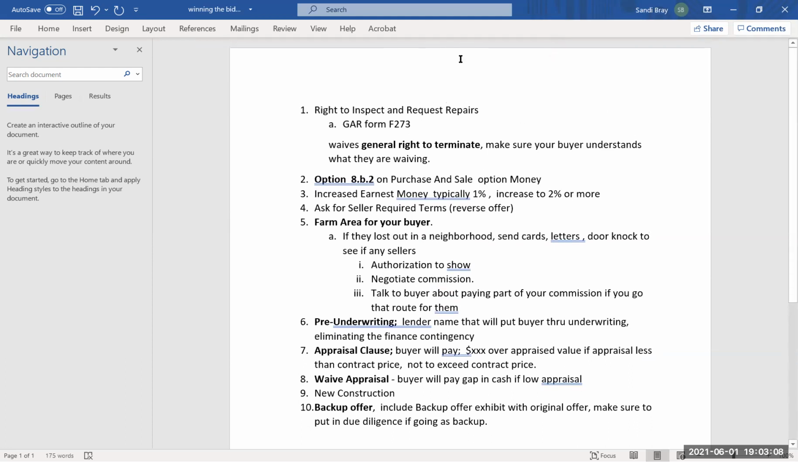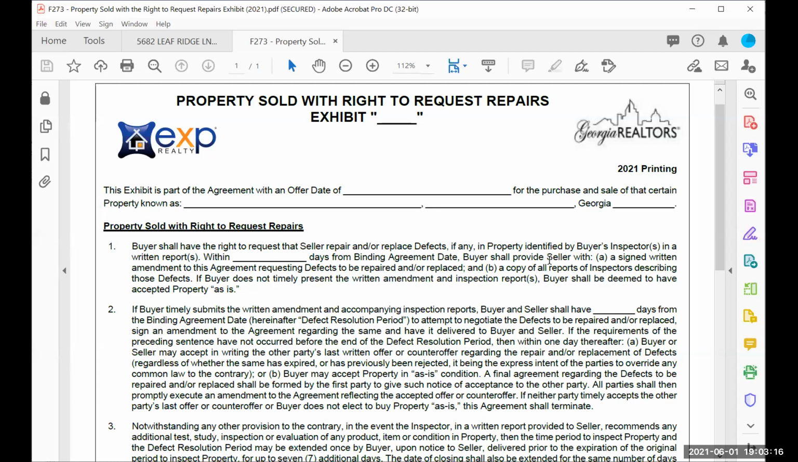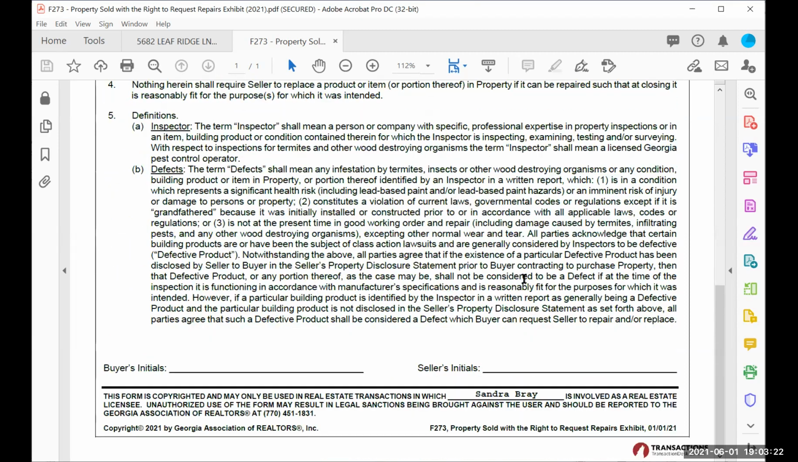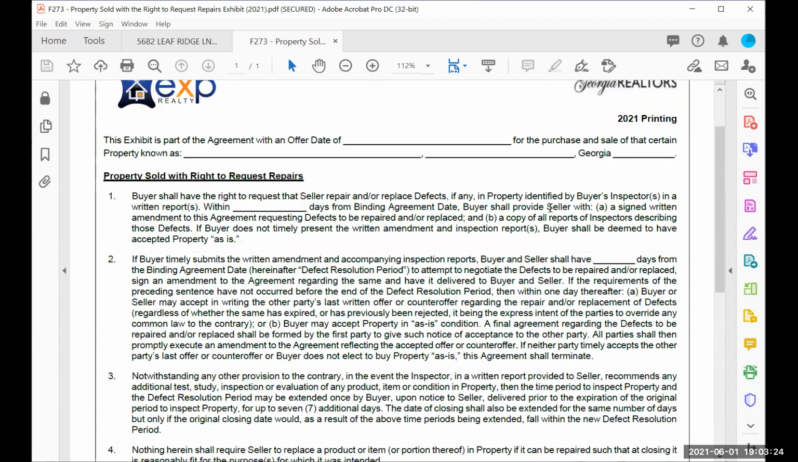Okay. So I'll send you this little sheet of paper. Let's go over real quick the forms. Property sold with right to request repairs. This is it, F273. As you can see, it's real easy to read. You're going to read through it a couple times. Make sure you understand what you're reading.